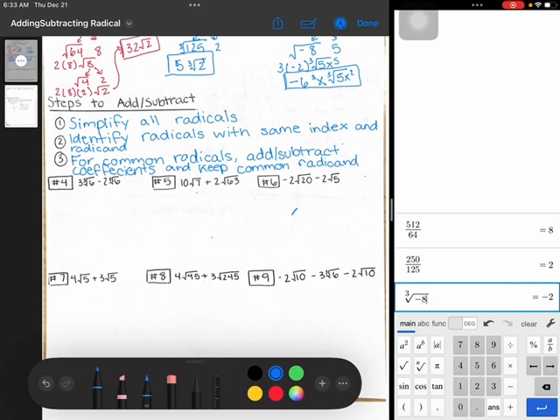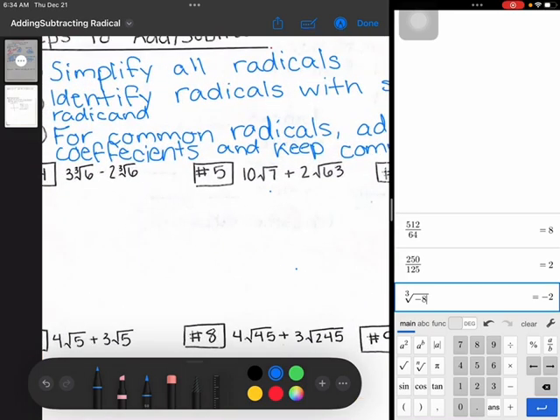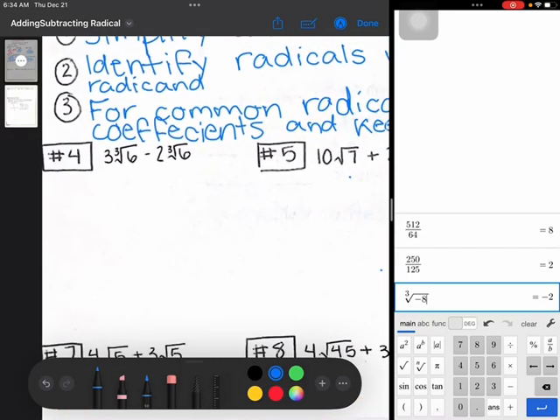So here, if we look at number 4, these are already simplified as much as possible. So we have a common index. Remember, the index is the little 3 that we see on the outside. So we have the same index and the same radicand. So all I want to do is add and subtract the coefficients. So 3 minus 2 is 1. And then the radicand stays the same.